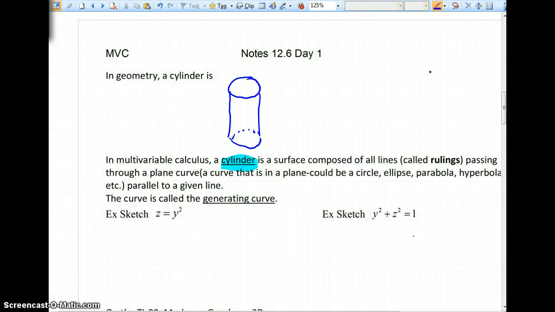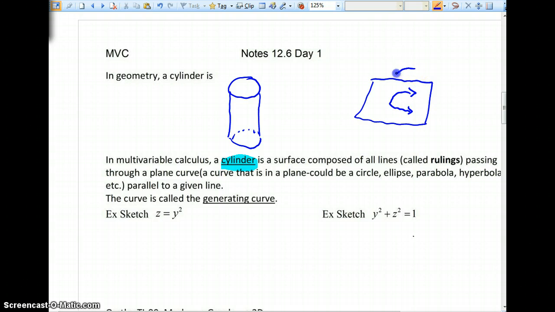expand on this definition. We're going to say, look, it is a surface composed of all lines, which we're going to call rulings, passing through a plane curve, a curve that could be a circle, an ellipse, a parabola, a hyperbola, and all these lines that would be parallel to a given line. So, if I may, let's just start off and say that in a plane we have, say, a parabola that's opening sideways.